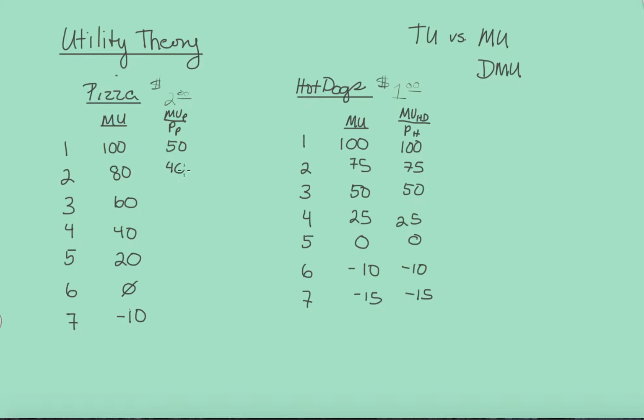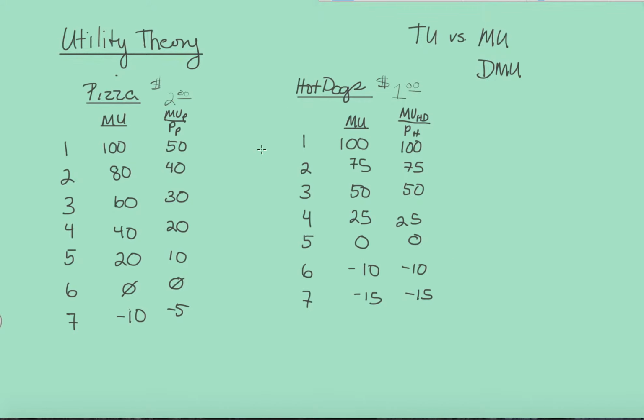Okay, this would be 80 divided by 2, 60 divided by 2, 40 divided by 2, 20 divided by 2, 0 divided by 2, and 10 divided by 2, which would be -5. Sorry, over here, once I started the negatives, I didn't, oops. There we go. Yes, I did. It was divided by $1, so I didn't need to take those in half.